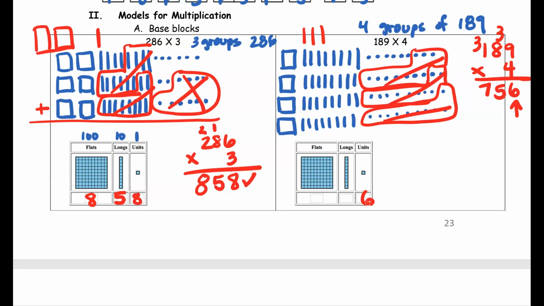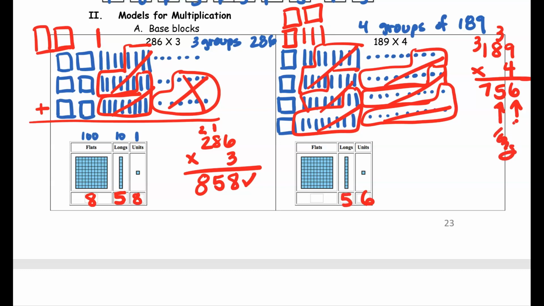I think that helps. So let's count the longs. So we've got 1, 2, 3, 4, 5, 6, 7, 8, 9, 10. Okay, we've got a flat. Another 10, and we've got another flat. Another 10, and we've got another flat. And then 1, 2, 3, 4, 5. It looks like I have 5 longs left. And that's what I should have.